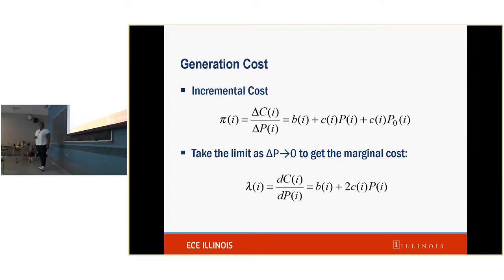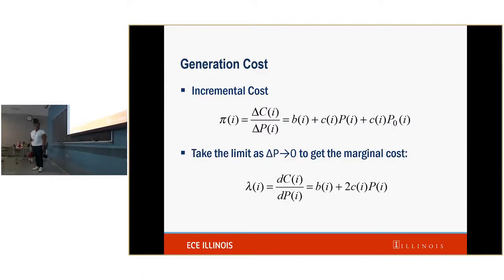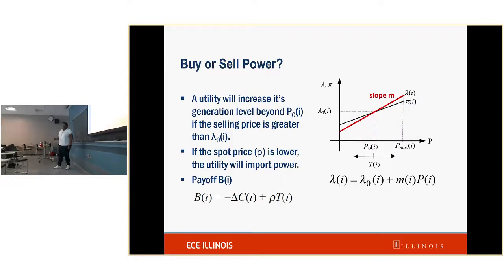And so the incremental cost will just be the change in y over change in x. If you take the limit as delta p goes to zero, you get the derivative, which is the marginal cost, which is just the derivative of the previous terms. C_i will be the derivative of this guy. So it'll just be b_i plus 2 c_i p_i.